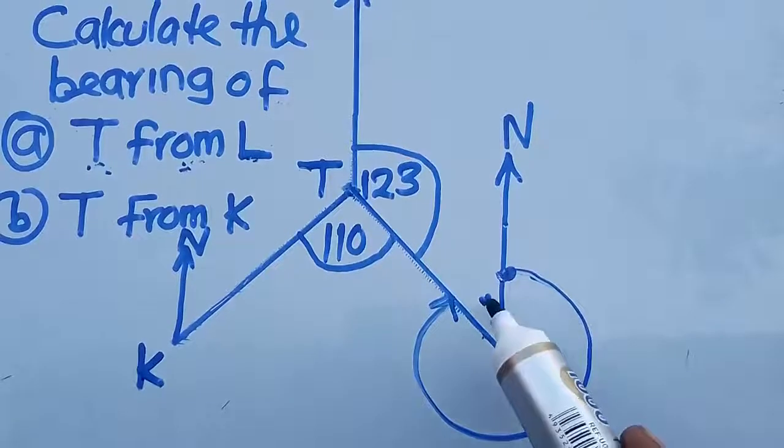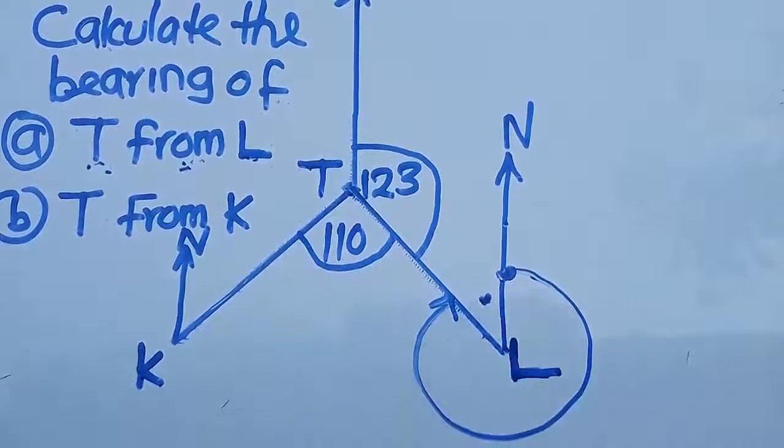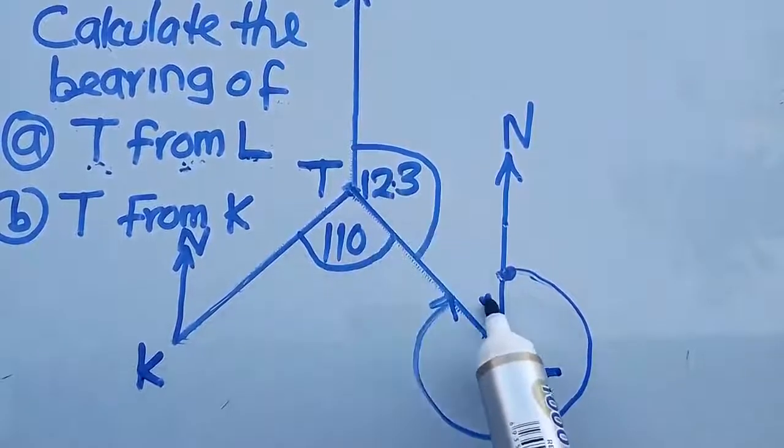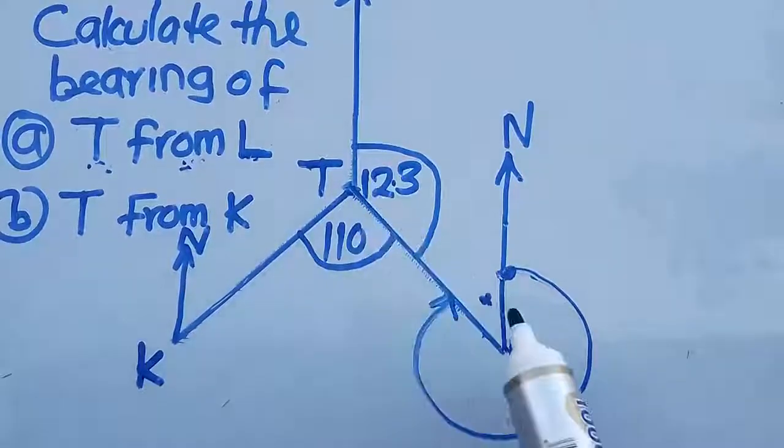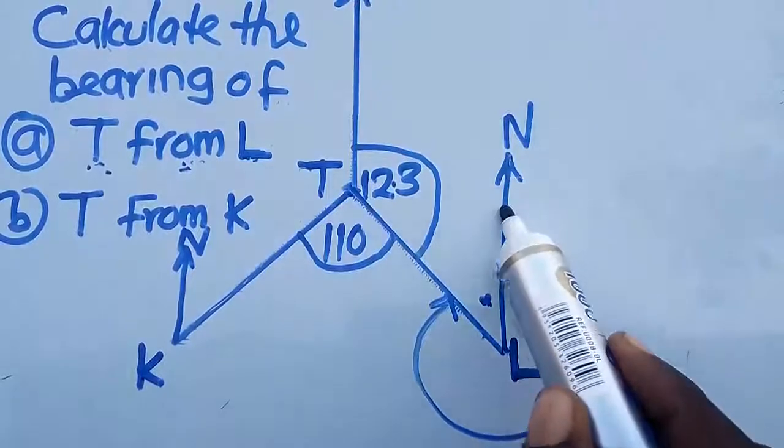So how can you find the angle that is there? I'm just telling you that the angle that is there and the angle that is there, these two, have you seen the way they are? As long as there is a north there, you're able to see.